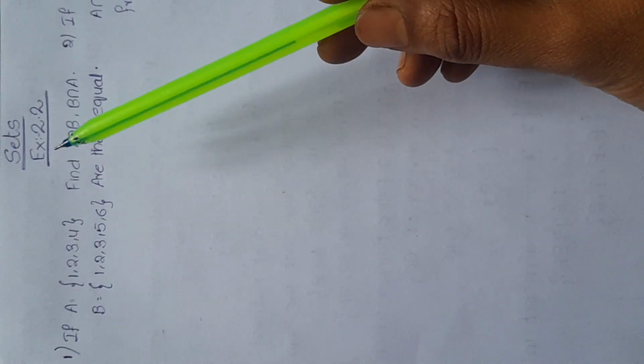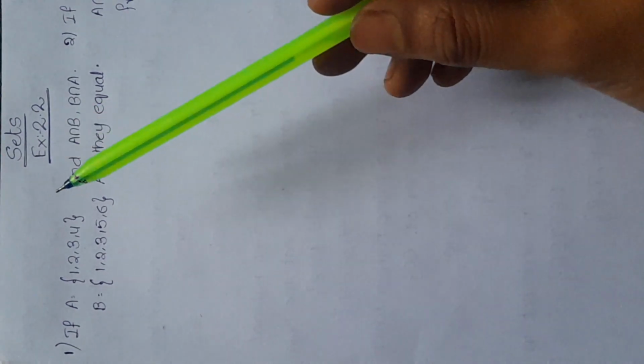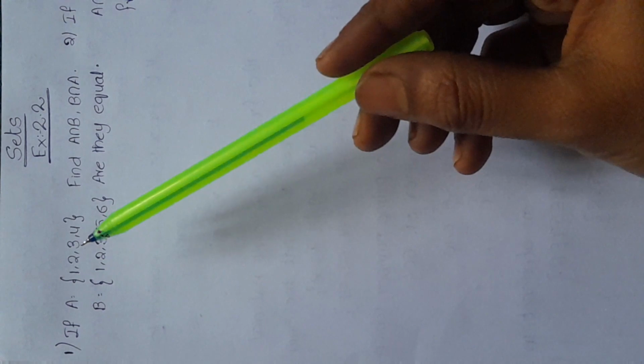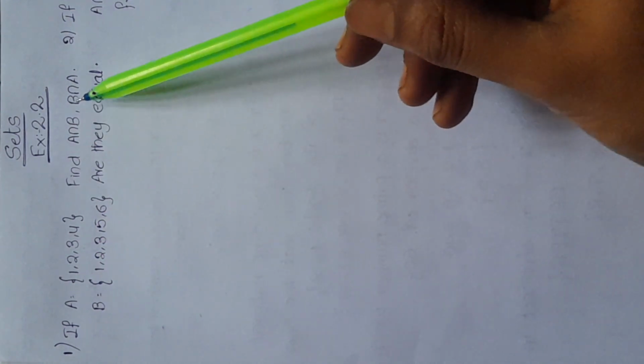Today our topic is exercise 2.2 in the sets chapter of the 10th class. The first question is, if A is equal to {1, 2, 3, 4} and set B is equal to {1, 2, 3, 5, 6}, find A intersection B, B intersection A, and also find whether they are equal.